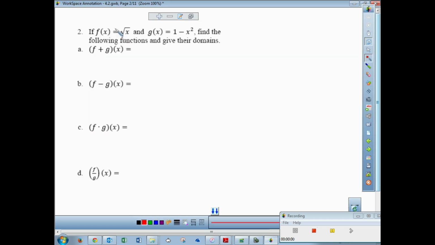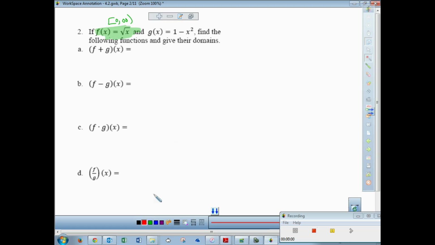Next one, same concept. Add, subtract, multiply, divide. But the big trick to it is, look at your original functions and see if there's any restrictions in their domains. f of x equals square root of x. That's an even root. What are the only numbers allowed in this function? Starts with which one? 0 and goes to infinity. This guy originally only lets 0 or positive numbers work in him in the real number system.